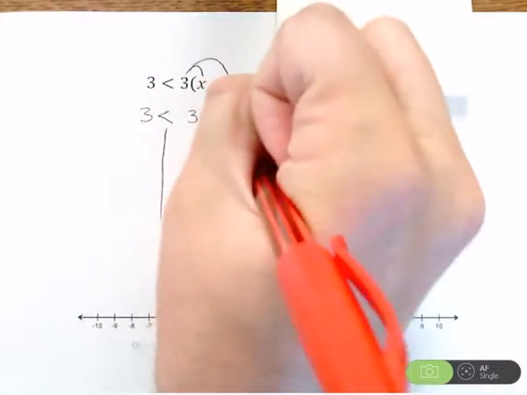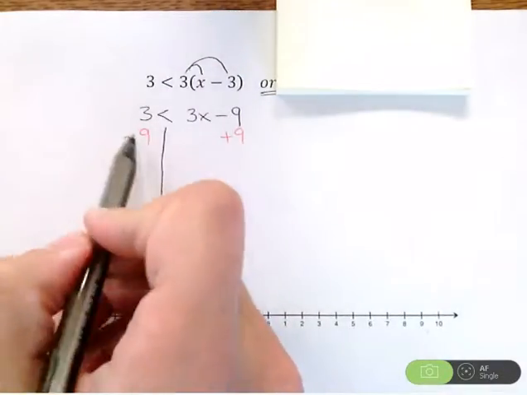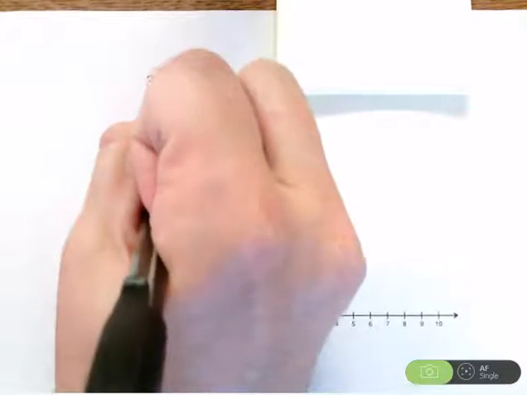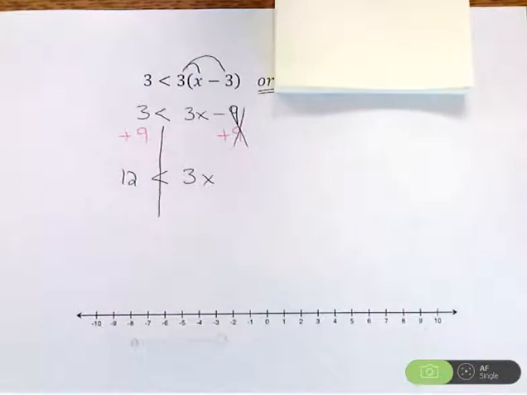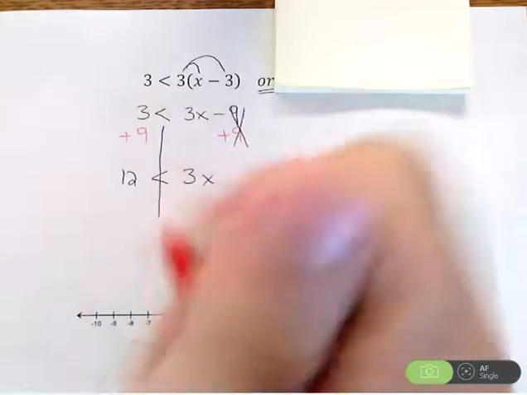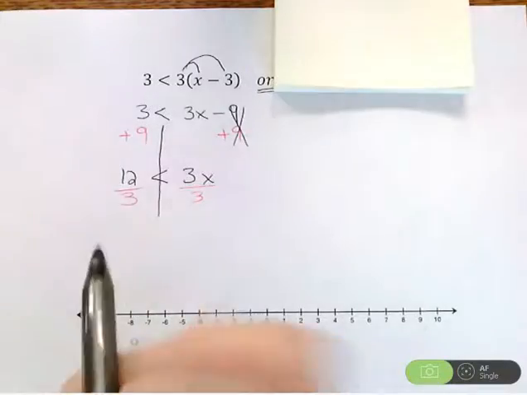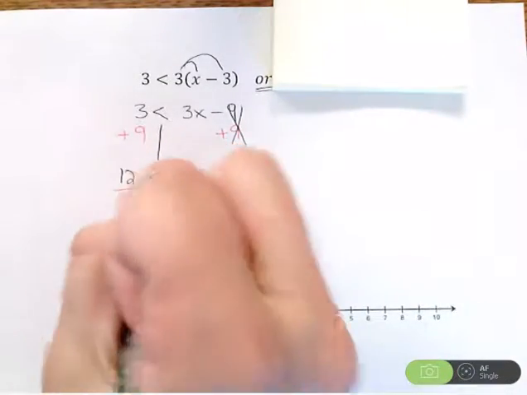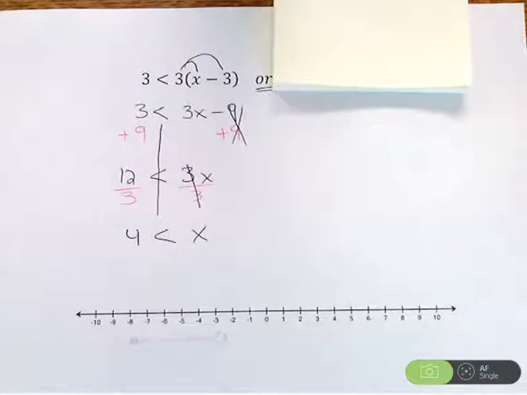So hopefully at this point, feeling pretty fresh. Should add 9 to both sides. 3 plus 9 is 12. Minus 9 and plus 9 is gone on the right side, so you just have 3x. Divide by 3, divide by 3. 12 divided by 3 is 4. Do not switch. Should just get an x on the right.